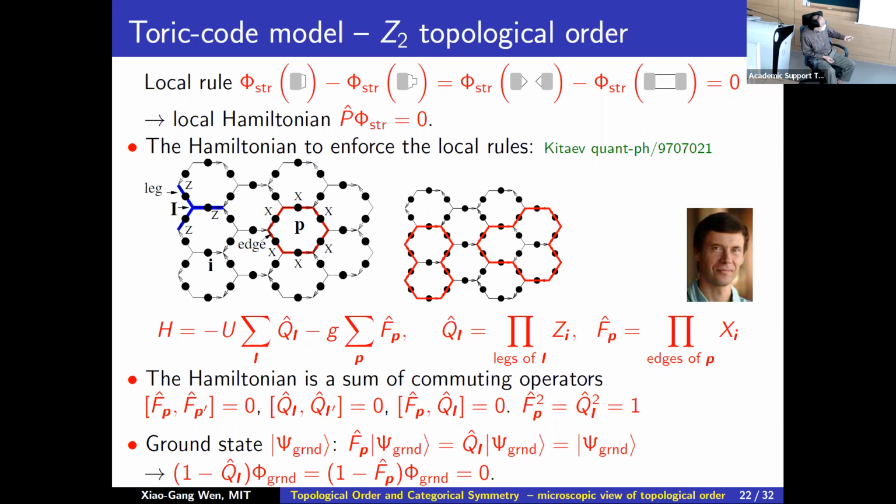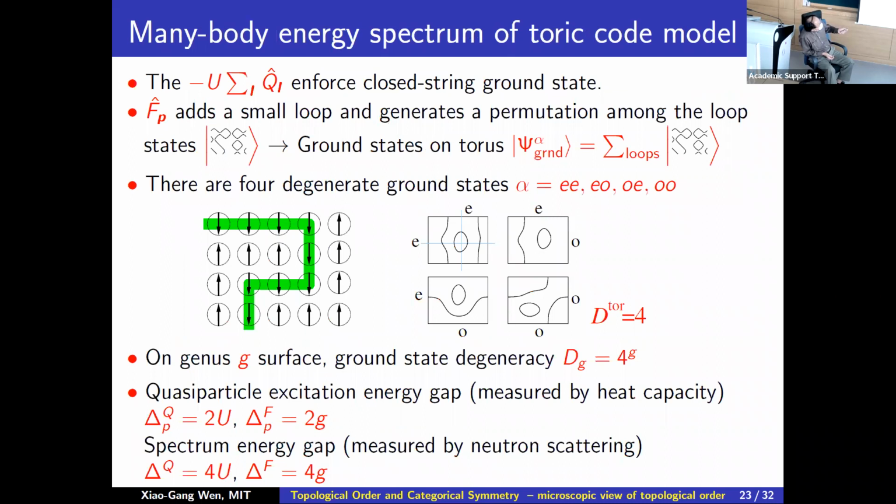Okay. And from here, we can actually show that the ground state has four-fold degeneracy on the torus. Because on the torus, we have four sectors, since the string can wrap around the whole torus horizontally or vertically. So there are four sectors, and for each of these four sectors, both F and Q have eigenvalue one, and so they have degenerate energy.